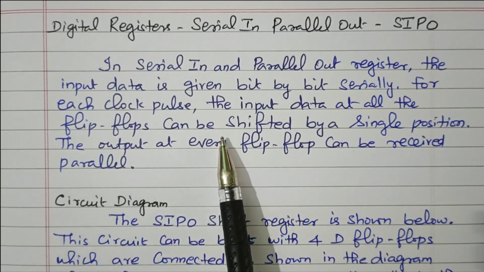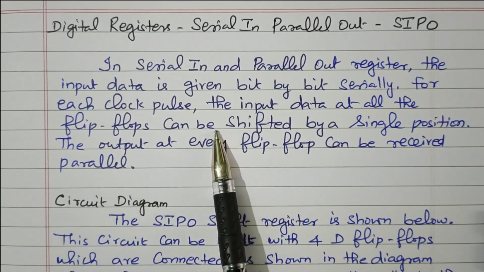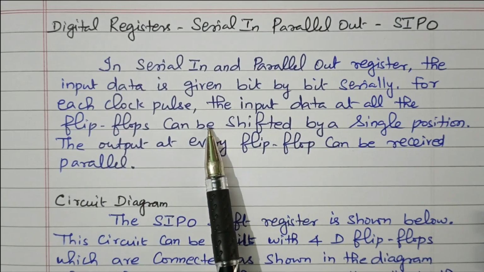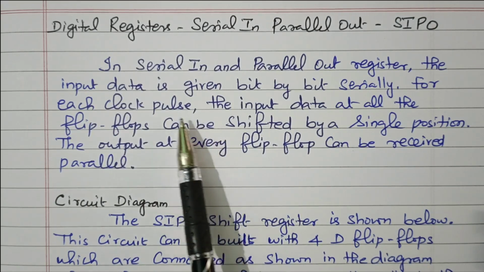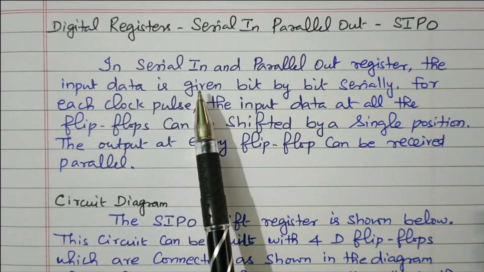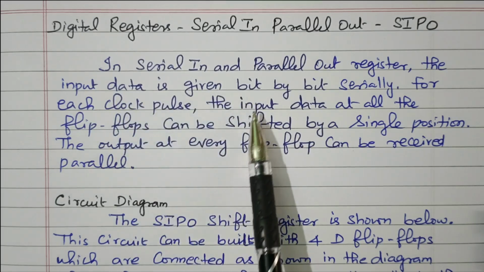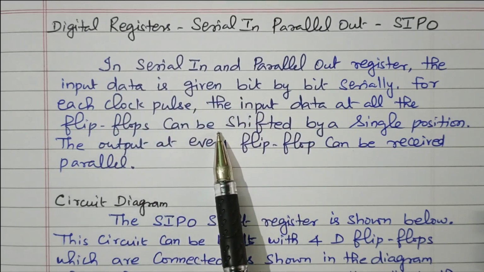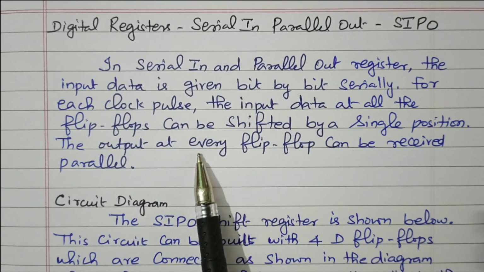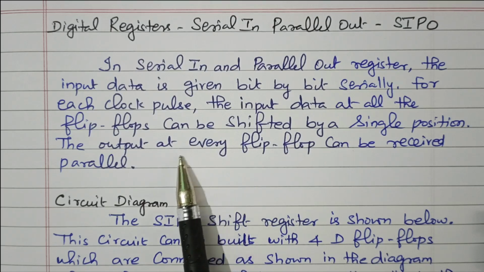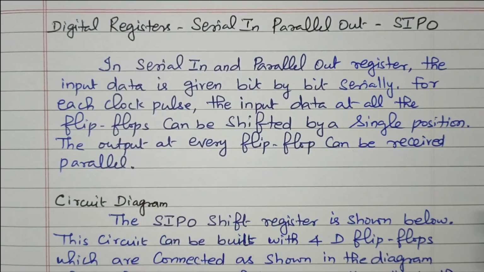So here we are using the flip-flop. Flip-flop is the temporary storage device. By using flip-flops, we constructed the register. The data is given serially, bit by bit. For every clock pulse, the data is changed. Because of parallel output, we are taking the data in a parallel manner. Now we'll see the block diagram.